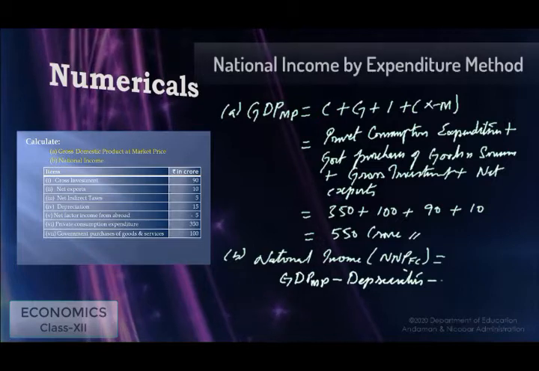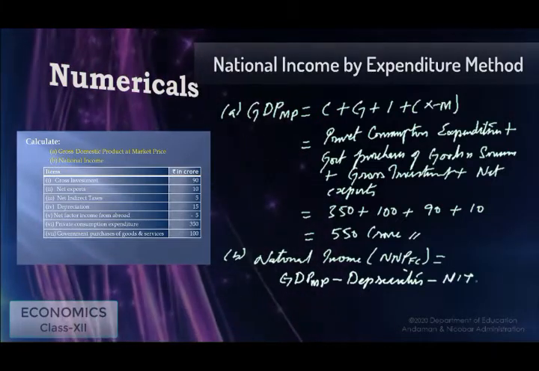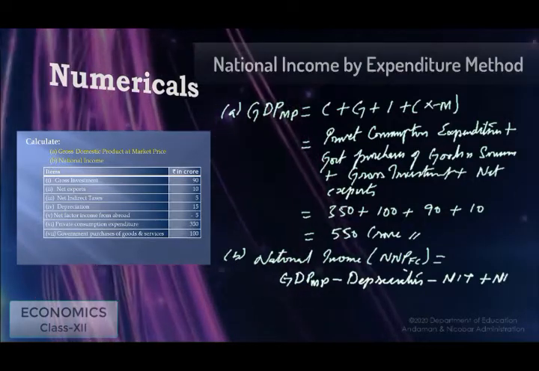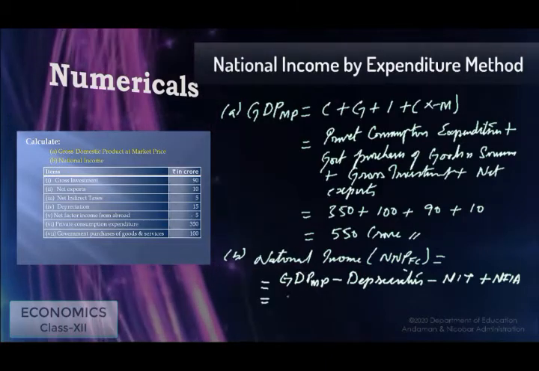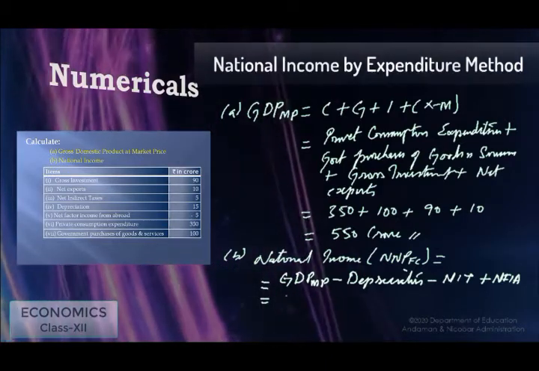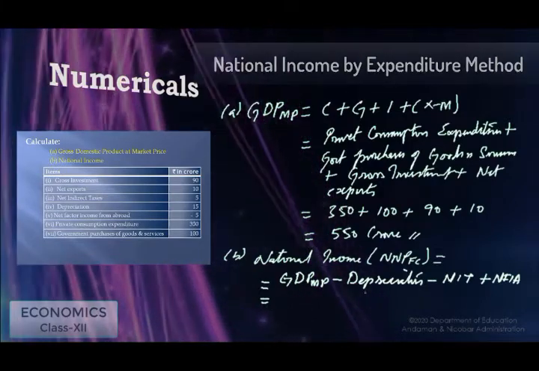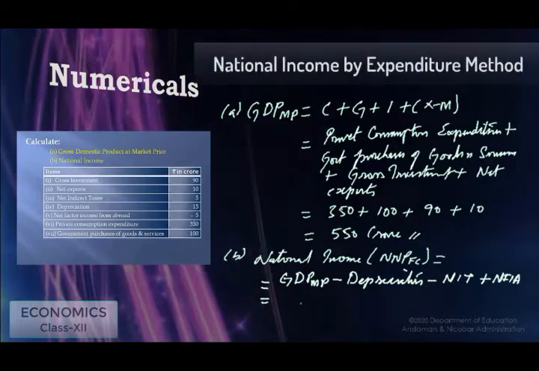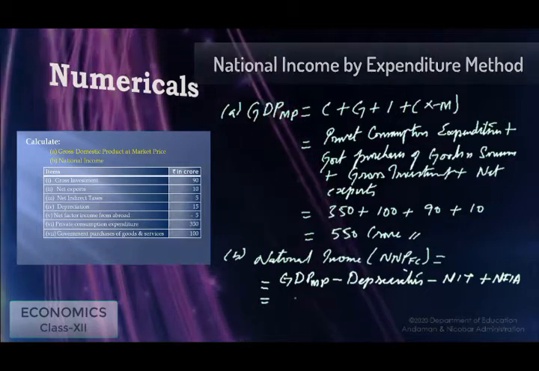Then we will subtract the value of NIT, that is net indirect tax, and along with it when we add the value of NFIA, that is net factor income from abroad, we get the value of domestic to national. So here by subtracting the value of depreciation, NIT, and adding the value of NFIA, we can very easily get the value of national income, that is NNP at factor cost.